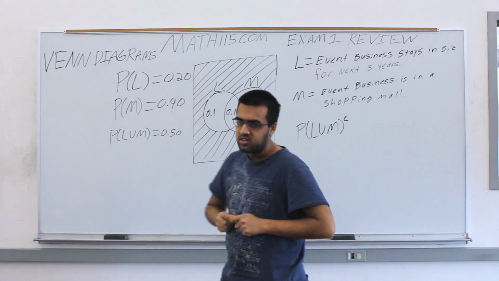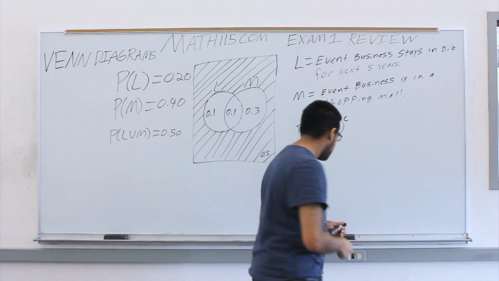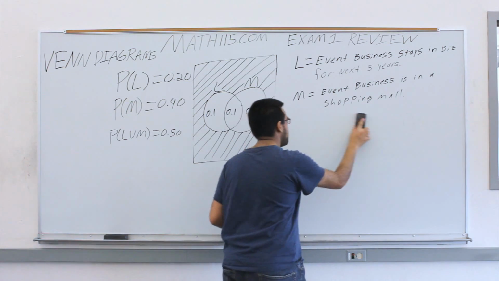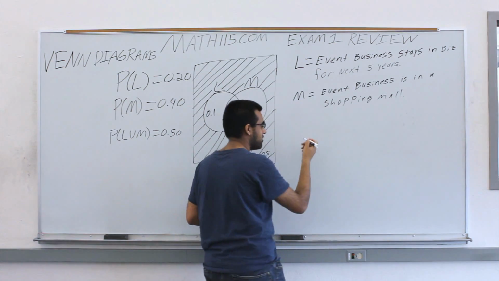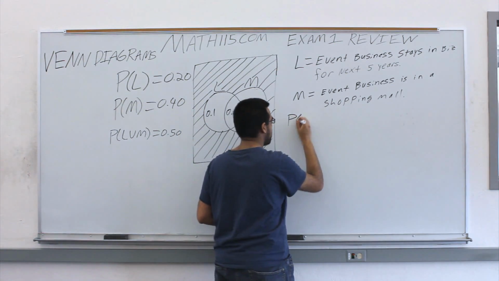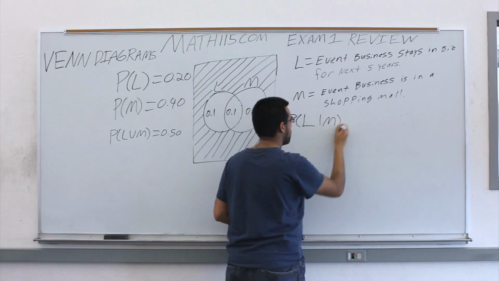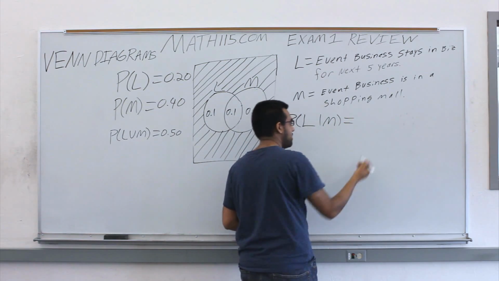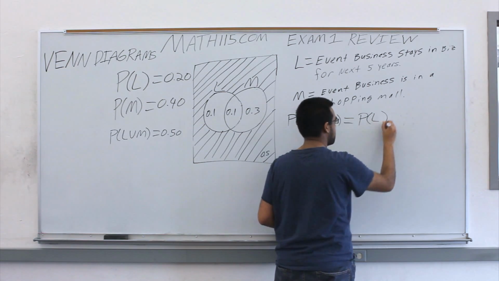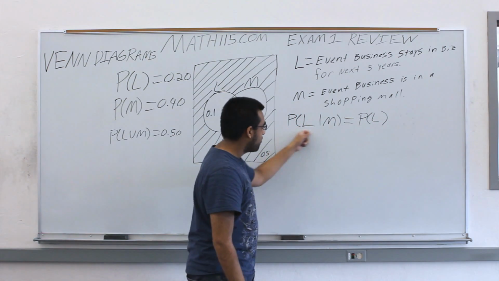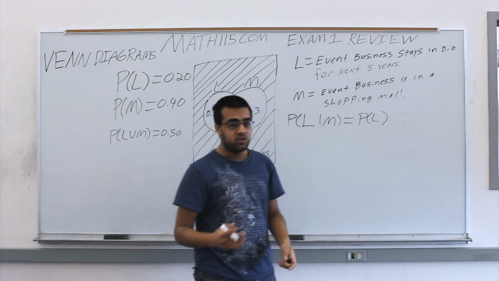So moving on to part D. Part D asks, are L and M independent? If you recall your rules for independence, the major rule is this. If you have two events, so L and M for us, in order to determine whether or not they're independent, the probability of L given M, so one event given the other, must equal the probability of the first event. So this whole probability right here must equal this event right here if they're independent.